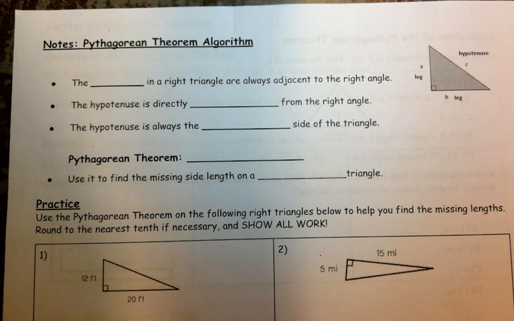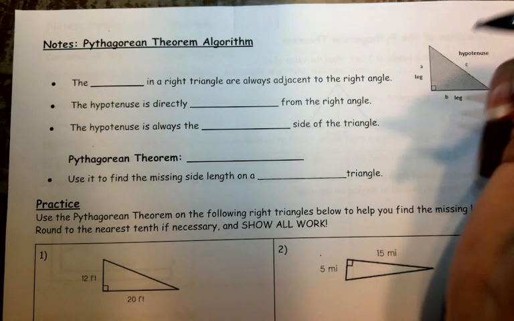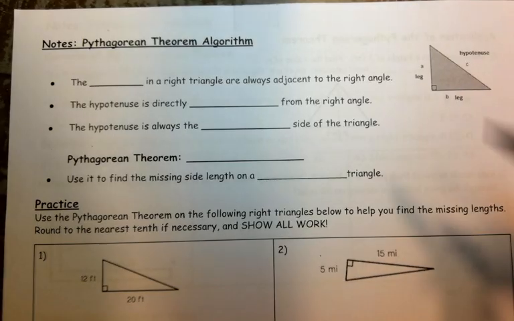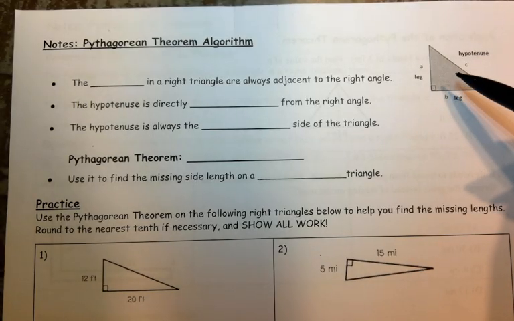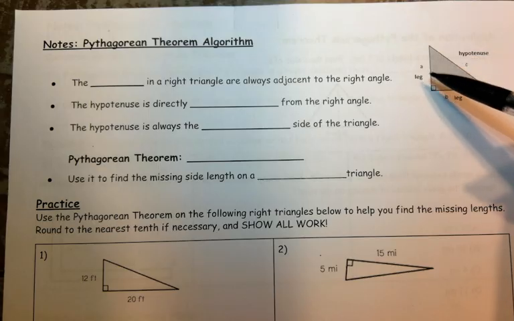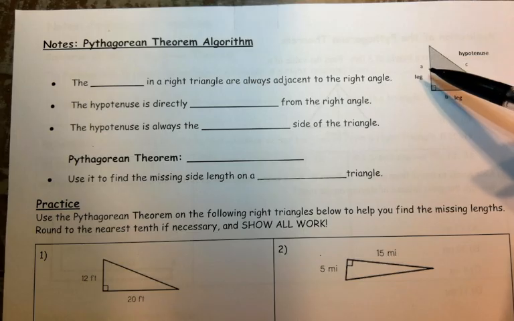Okay, so we are going to go over the notes for the Pythagorean Theorem's algorithm. So we have here a right triangle. The Pythagorean Theorem is special. It is unique to right triangles. We're going to talk about the different parts of the right triangle.